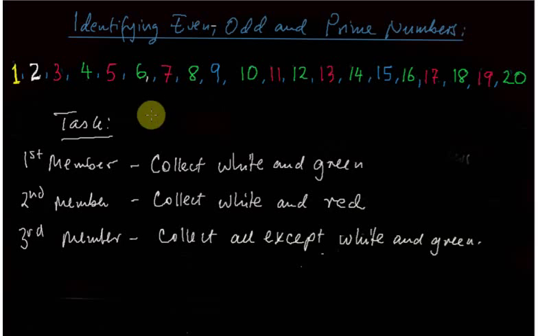Yeah, this was the task given before. These are numbers from 1 to 20. Now what you see here is that we have different colors. We have yellow, white, red, green, and blue. About 5 different colors. Now what do you think these colors were for? Let's see what the first member collected.